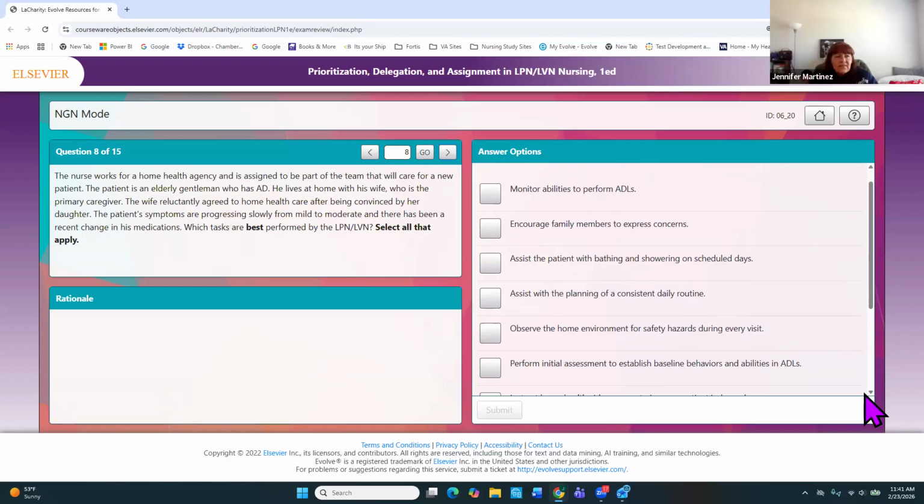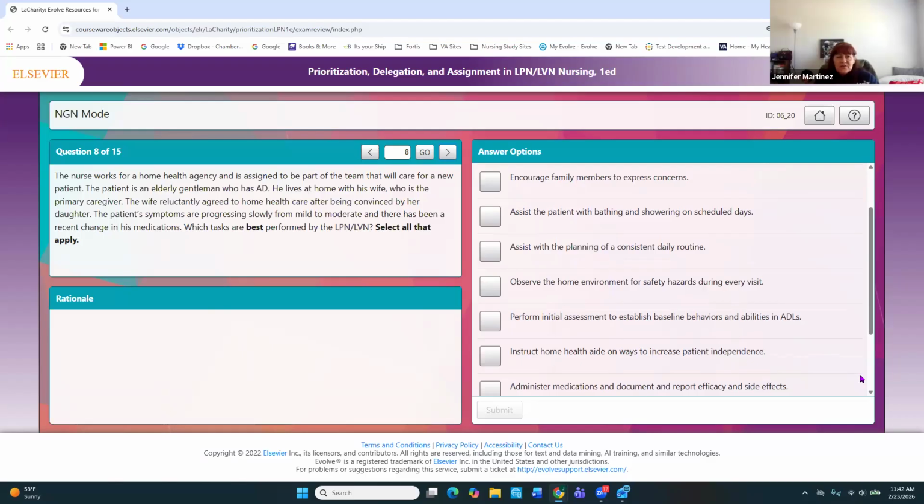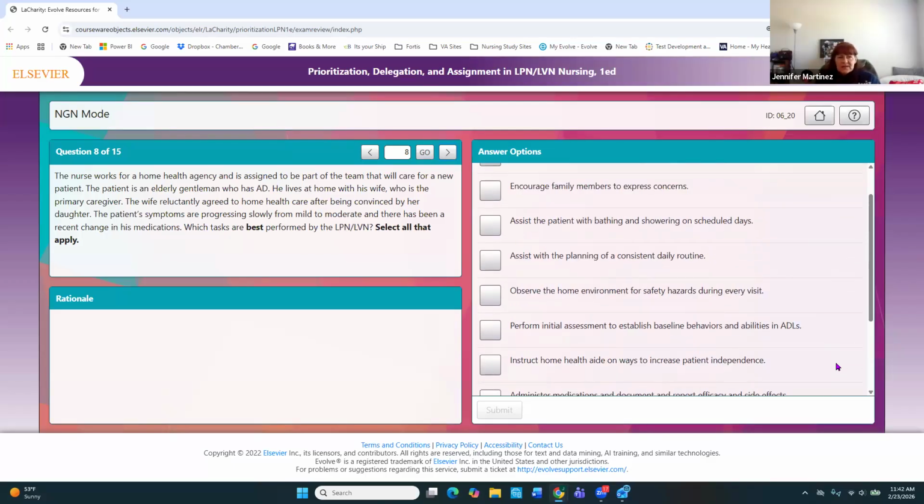All right, so what tasks can the LPN/LVN do? Monitor abilities to perform ADLs, encourage family members to express concerns, assist the patient with bathing and showering, assist with the planning of consistent daily routine, observe the home environment for safety hazards during every visit, perform the initial assessment to establish baseline behaviors and abilities in ADLs, instruct home health aide on ways to increase patient independence, administer medication and document and report efficacy and side effects, evaluate family members' response to support group and other resources, and listen to and acknowledge the patient's expression of feelings. So we'll go back to the top.